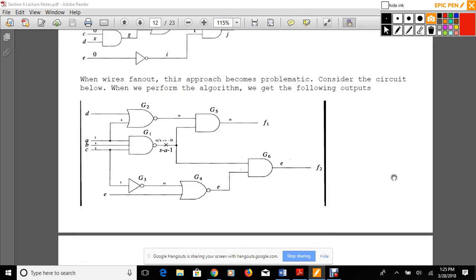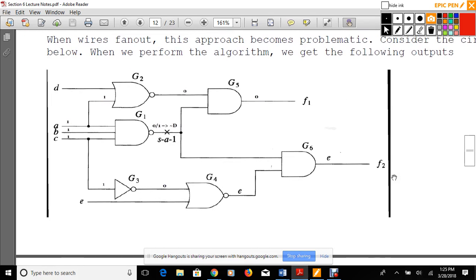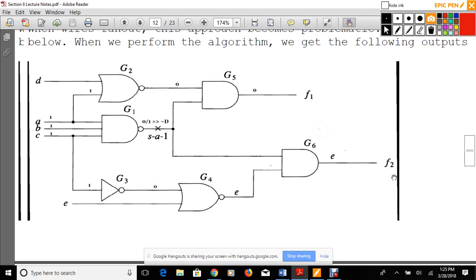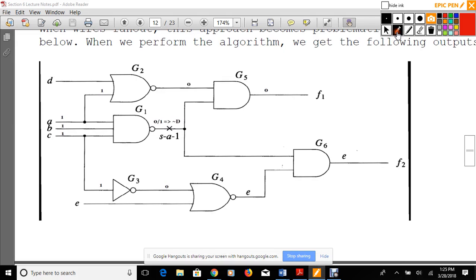Okay, so here's where this becomes an issue. This previous algorithm is a simple one for when we don't have fan out. Fan out causes issues. Why does it cause issues? Because if I have a stuck at one fault here, it becomes really difficult when I have multiple fan outs causing different issues. So if I had a stuck at one fault, right? That means it's D bar.